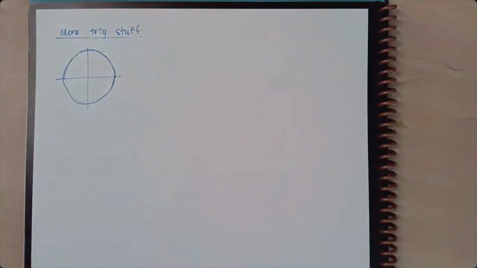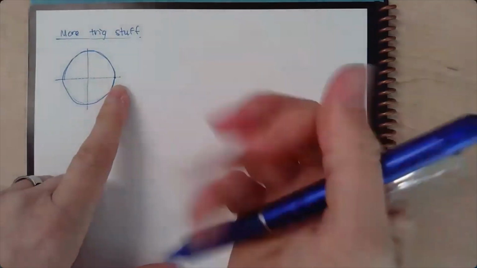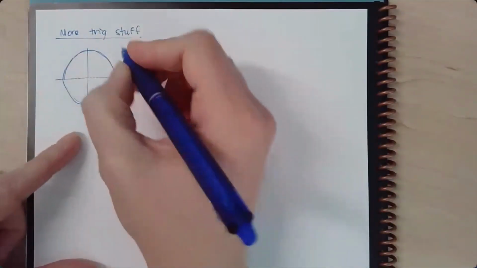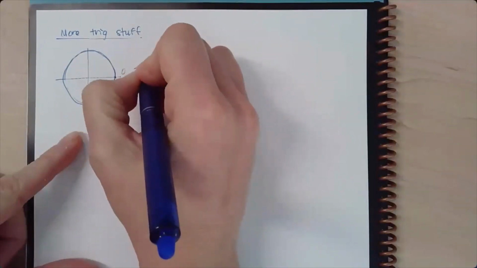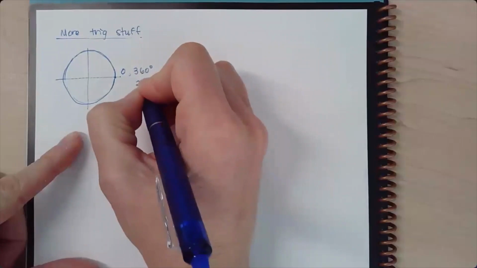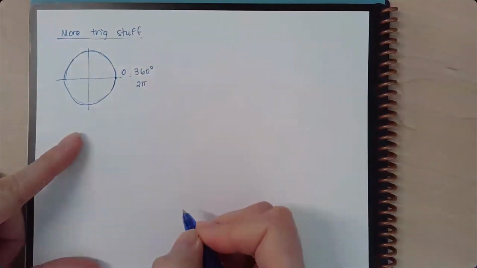It's how we ended up at radians. We don't need to know the history of that. We just need to know that if I start at 0 degrees, that's also 0 radians. Going all the way around the circle was 360 degrees, but that's 2 pi radians.